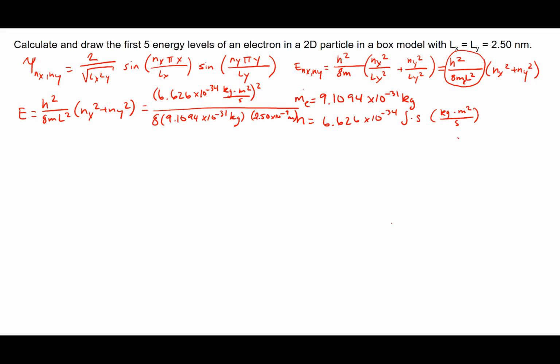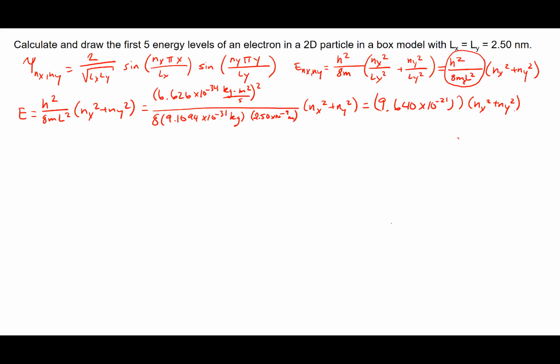Now that we have all these things, I'm just going to move this to give myself some space. All of that is simply going to be multiplied by nx squared plus ny squared. If you multiply all of that out, you get a value of 9.640 times 10 to the negative 21 joules, which then multiplies nx squared plus ny squared. And so now we can calculate what all the different energy levels are.